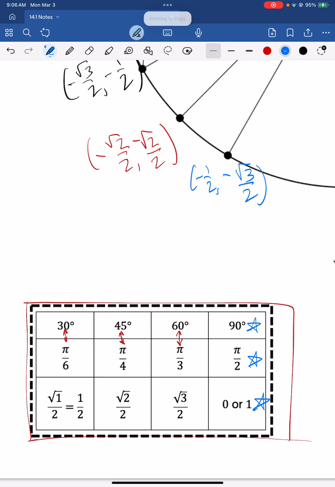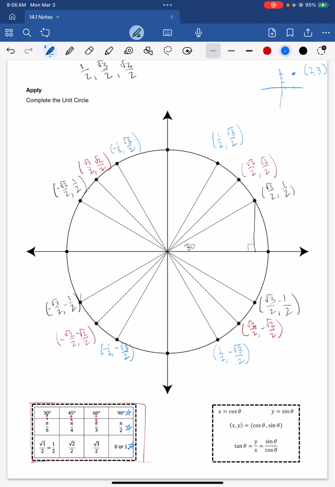As for now, you're going to get a blank unit circle. You're going to label all the degrees, right? Remember, they go like 30, 45, 60 all the way around. You're going to label all the radians, and then you're going to label all your coordinate points as well. All right. When I'm back tomorrow, we'll talk much more about this.